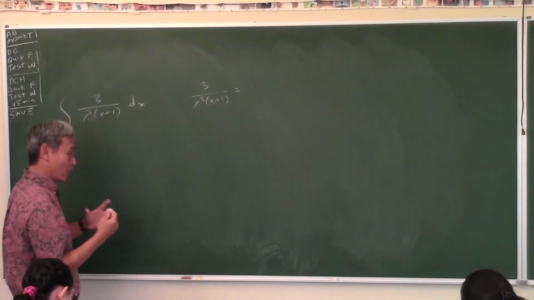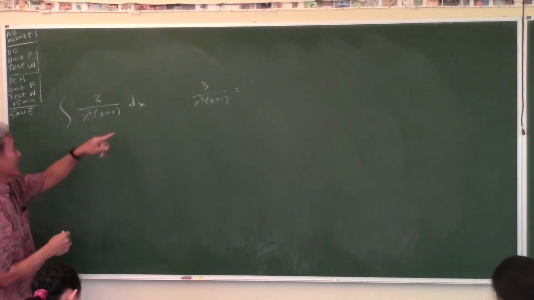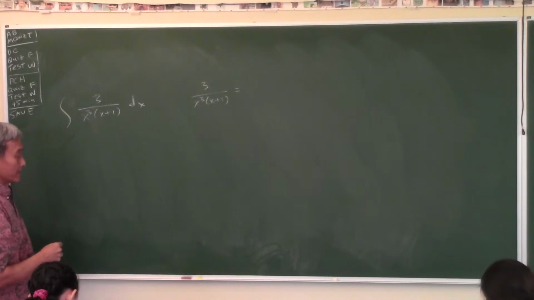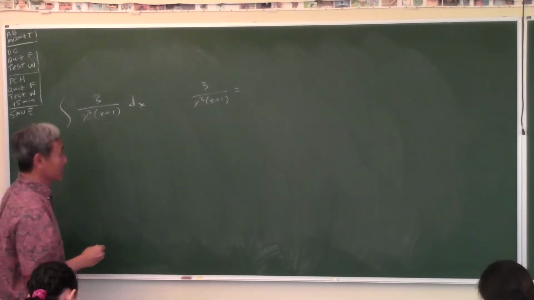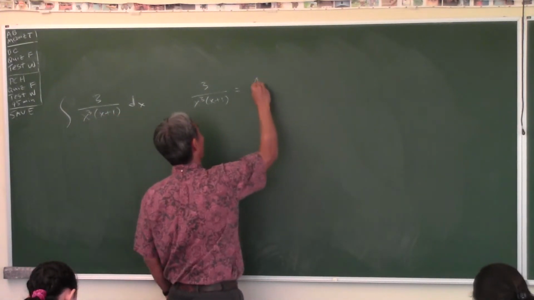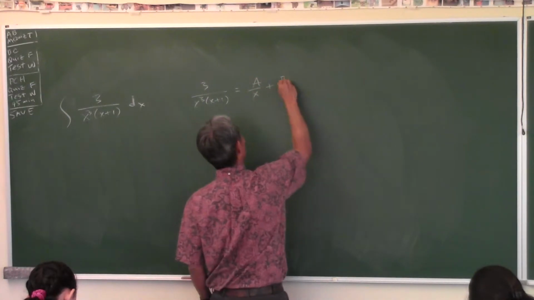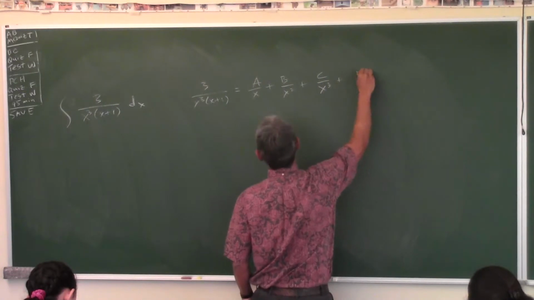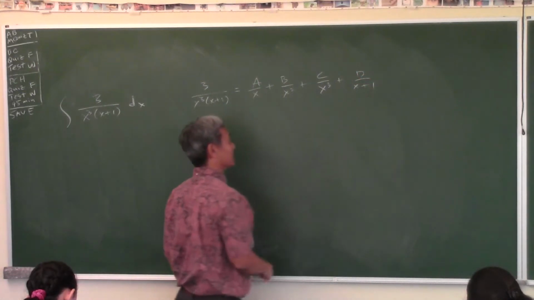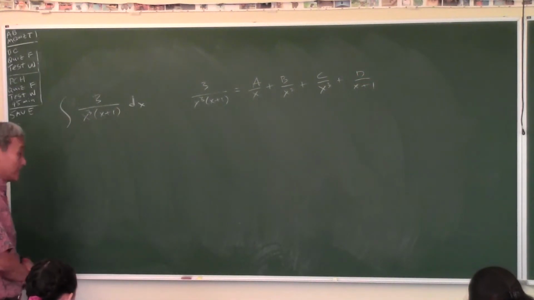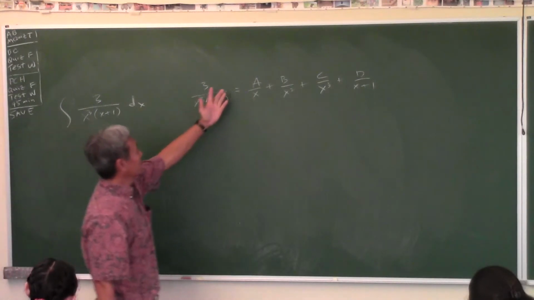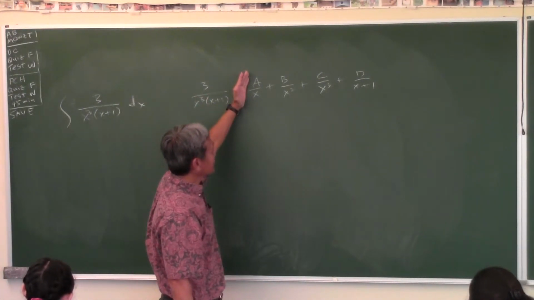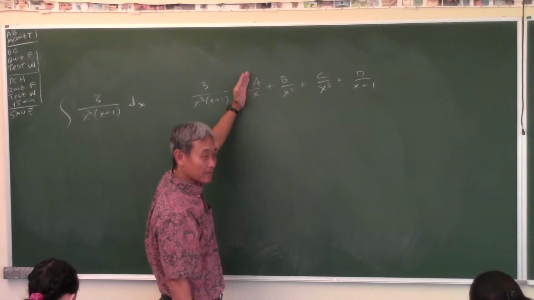What fractions do I have to add together so that this will be the least common denominator? Okay, you know what? I'm just going to tell you. A over x plus b over x squared plus c over x cubed plus d over x plus 1. Let me ask you this: if I add these 4 fractions together, what's the least common denominator?